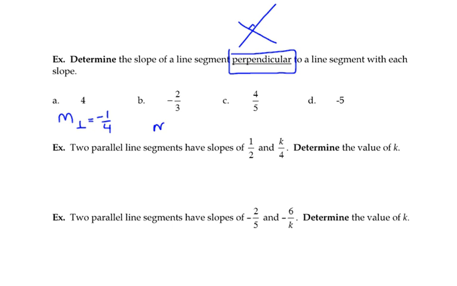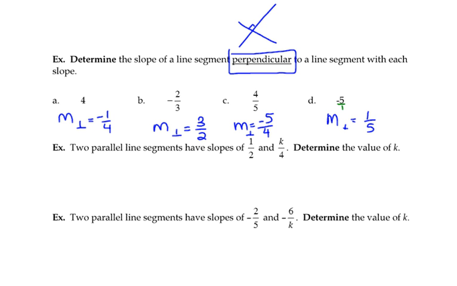If our slope is negative 2/3, what's our perpendicular? Positive 3 over 2. If a line has a slope of 4 over 5, what's the perpendicular slope? Negative, opposite sign, 5 over 4. And if a slope is negative 5, what's the perpendicular slope? Positive 1 over 5. So opposite sign, and we flip the fraction. If it's a whole number, remember, we turn it into a fraction, then flip it.